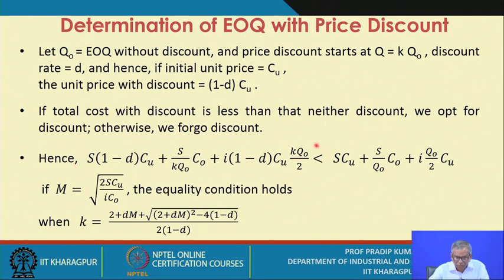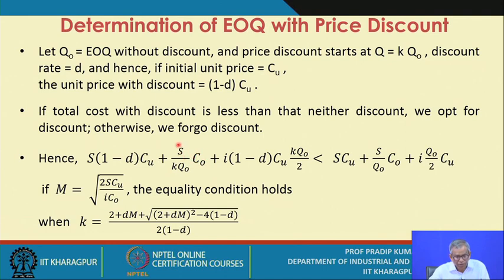Now, with the discount offered at a discount rate of D, what will be the total purchase cost? S is your yearly demand, and the purchase price is (1 minus D) into CU with discount. So this is your purchase cost. Next, what is your ordering cost? The ordering cost per order is CO.